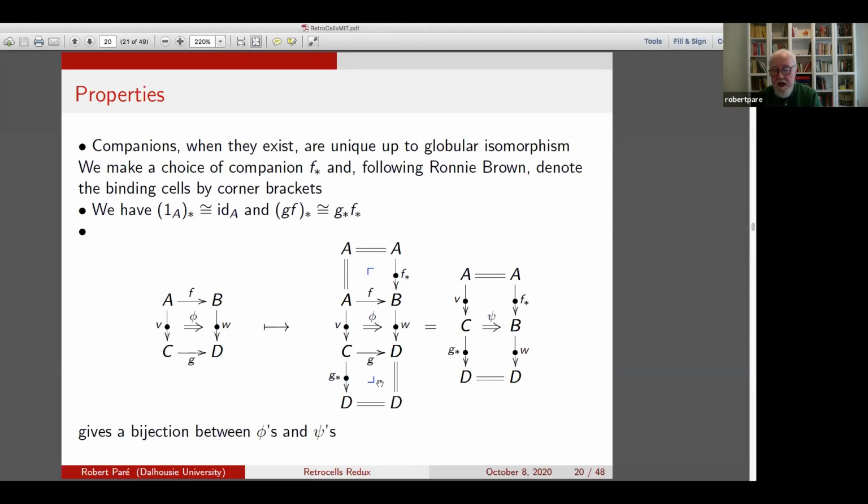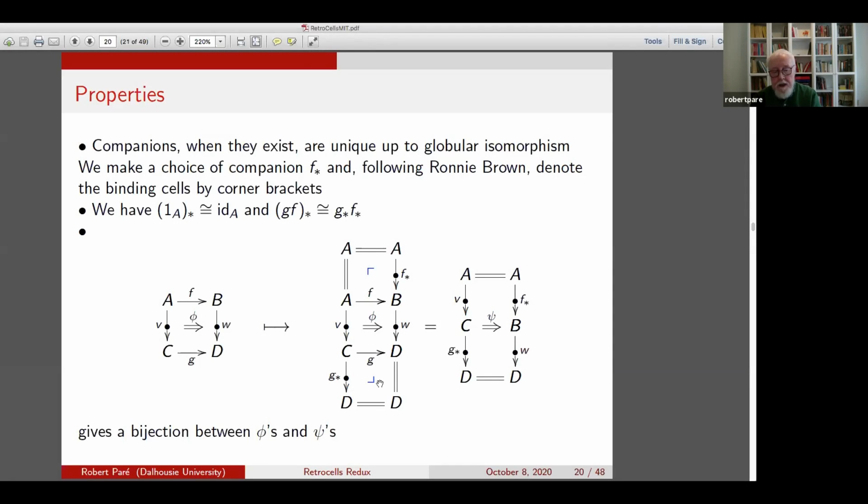One of the things is that the vertical identity is companion to the horizontal identity, which, if they're going to be the same, certainly should be true. And also companions compose in that way, that there exists a globular isomorphism between the composite of the companions and the companion of the composite.